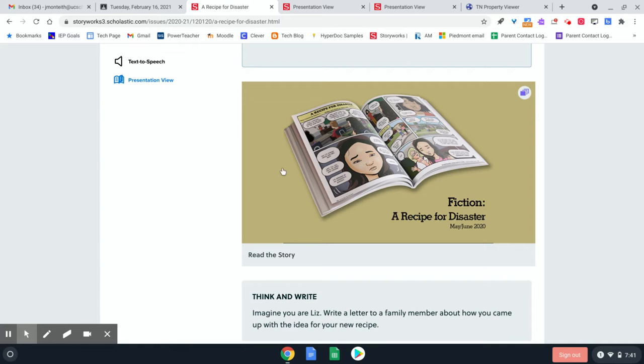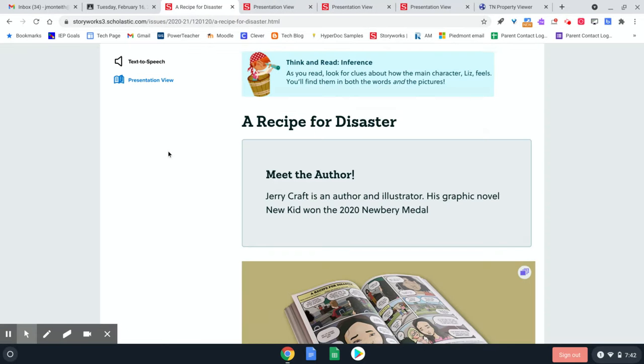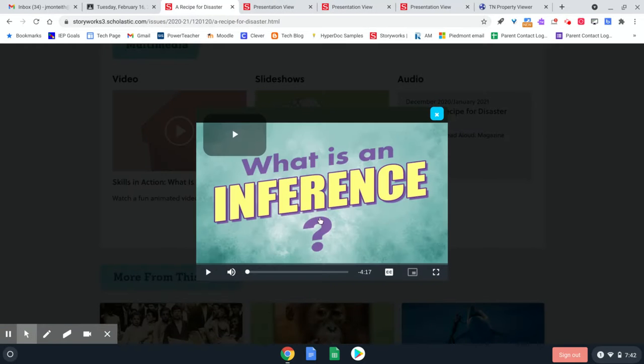Okay, inferencing means looking at these pictures and making a good guess about how she's feeling and what's going on based on her face, based on her actions. See how she's throwing her hand up down here. You really have to pay close attention to the pictures and the speech bubbles to understand what's happening in the story. So lots of inferencing, okay? So let's actually go ahead and watch the video on inferencing so that we fully understand what it is.